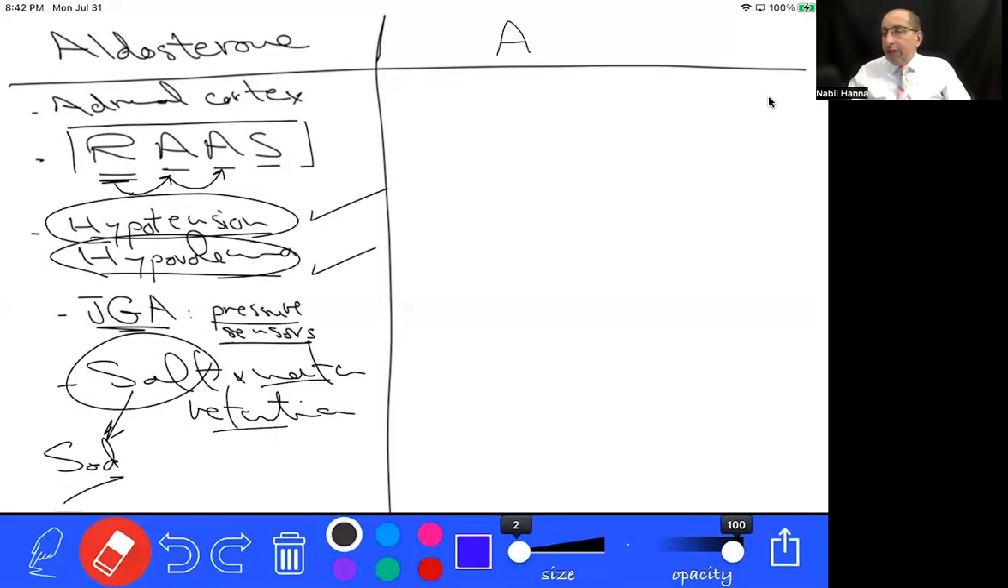Aldosterone is secreted by the adrenal cortex, and it works on the kidney tubules. What is the order that aldosterone gives to the kidney tubules? Save sodium, pee potassium. Reabsorb sodium, excrete potassium. Take sodium back to the blood, send potassium to the toilet. And aldosterone also has a third function that I'm going to talk about in the acid-base lecture.